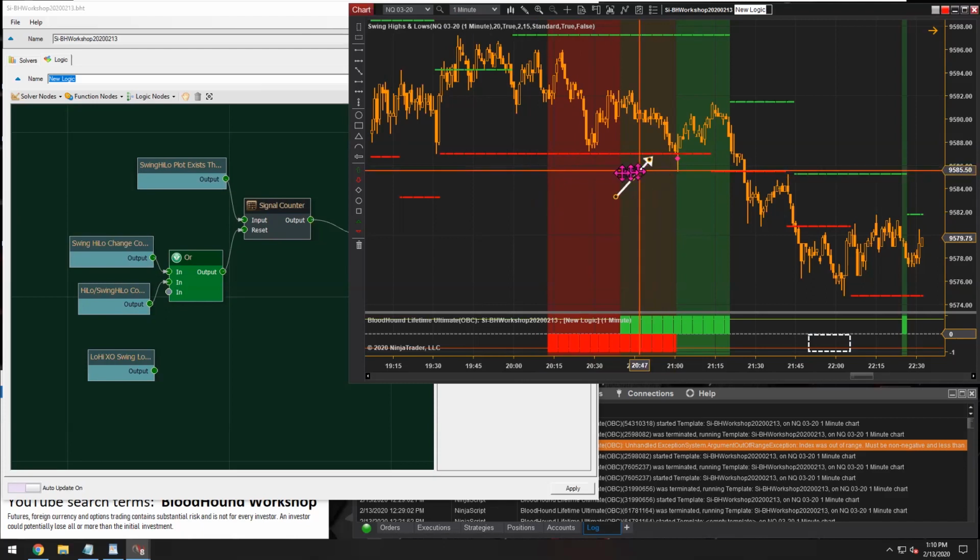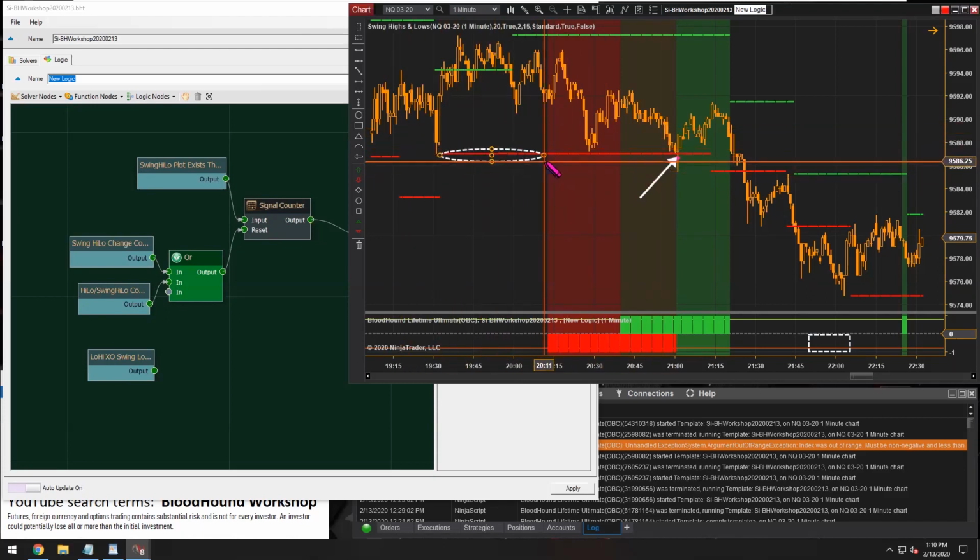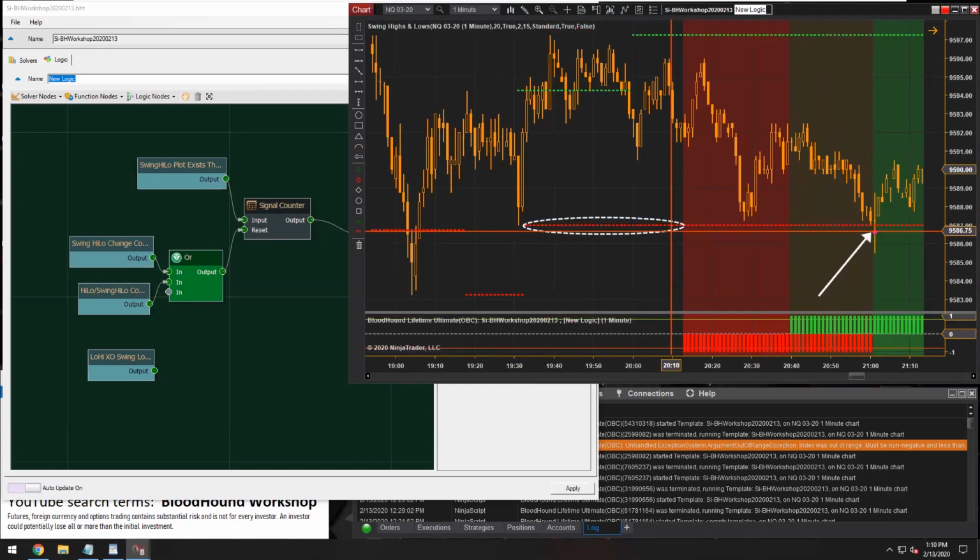Let's take this swing low, for example. We have 40 bars of a swing low that's never been broken. So bingo, we have this short output telling us our swing low has been around for 40 bars and it hasn't been broken. And then it turns off when it does get broken.